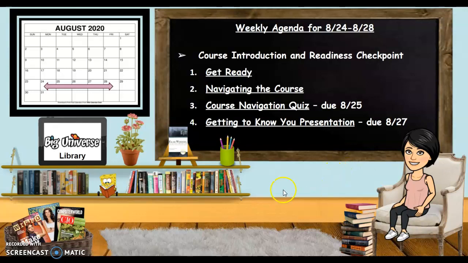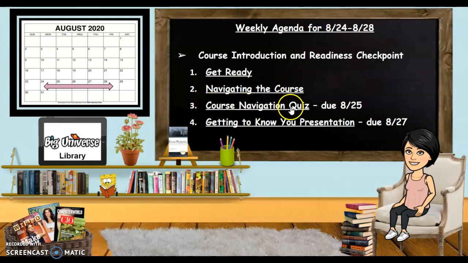This will be your first week of coursework, and so you are going to start in the Course Introduction and Readiness Checkpoint module. Within that module, you have a couple of submodules that have things that you'll be working through. One of the first things is the Get Ready submodule. The second thing is the Navigating the Course, and so this you'll want to pay careful attention to. There is a video here that you will be taking a quiz over.